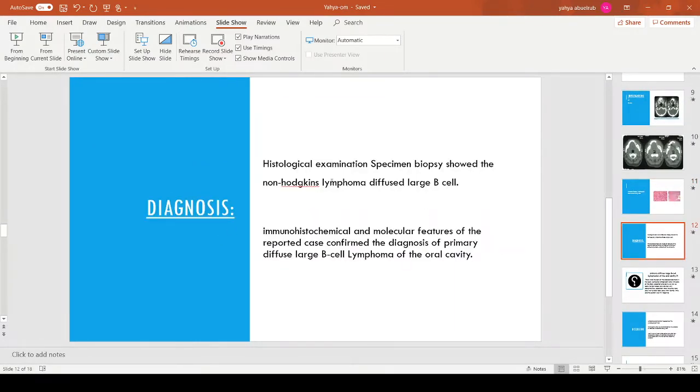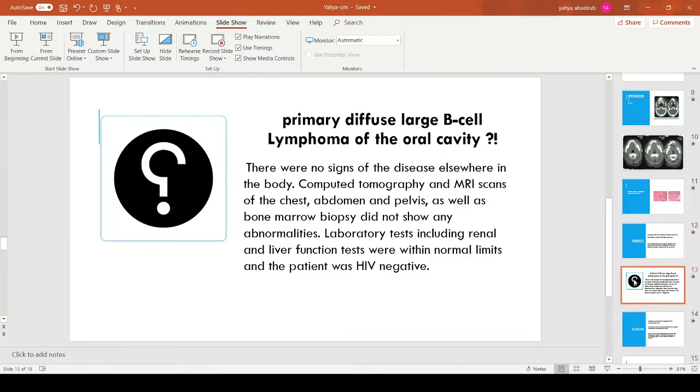Regarding the diagnosis, the histological examination of the biopsy specimen showed non-Hodgkin lymphoma, diffuse large B cell. Immunohistochemical and molecular features of the reported case confirmed the diagnosis of primary diffuse large B cell lymphoma of the oral cavity. There were no signs of the disease elsewhere in the body. Computed tomography and MRI scans of the chest, abdomen, and pelvis, as well as bone marrow biopsy, did not show any abnormalities. Lab tests, including renal and liver function tests, were within normal limits, and the patient was HIV negative.